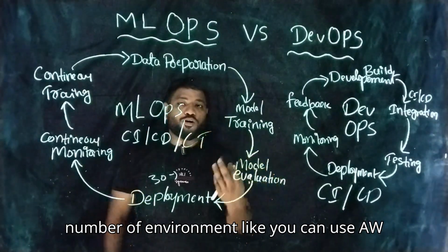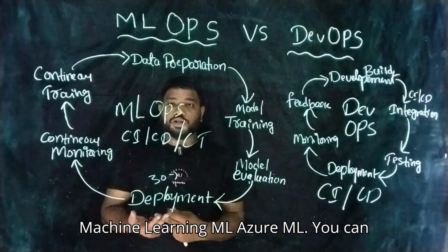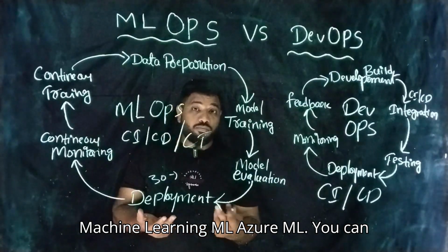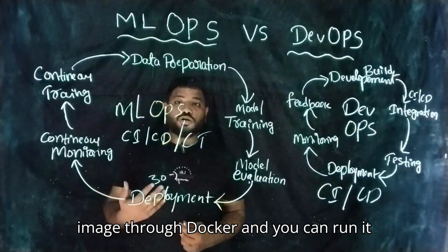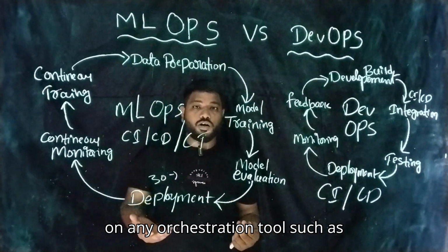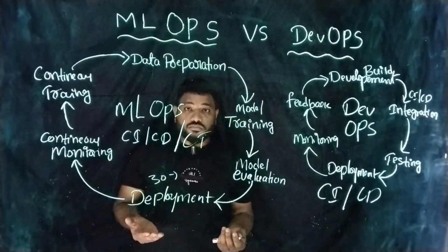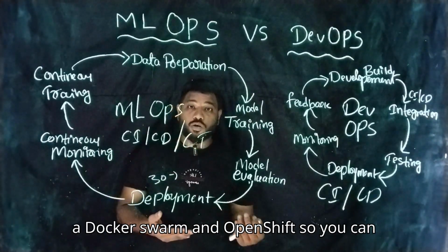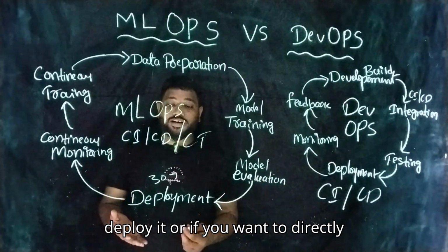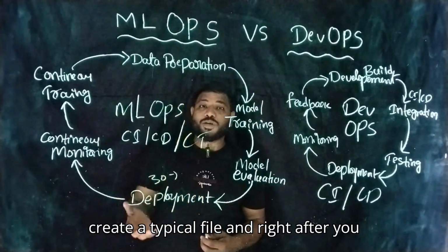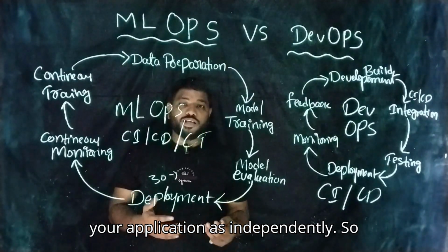We have a number of environments. You can use AWS SageMaker, and you can use Azure Machine Learning, Azure ML, or you can directly containerize your image through Docker, and you can run it on any orchestration tool such as Kubernetes. We also have amazing orchestration tools like Docker Swarm and OpenShift, so you can deploy it. Or if you want to directly deploy your application, you can create a typical file, and right after you can take any one of the servers and run your application independently.